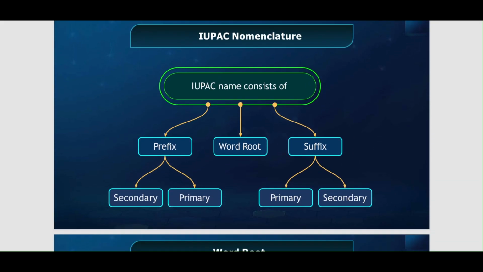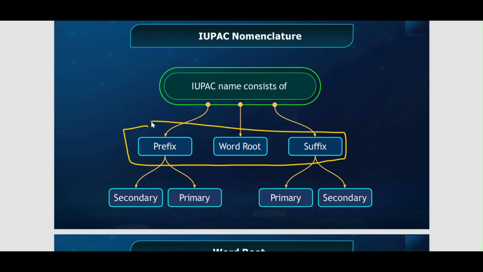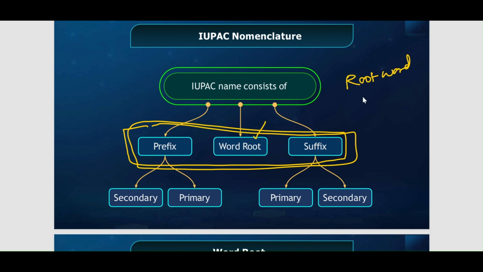Now this IUPAC nomenclature follows a basic general formula, consisting of some variables: the word root, or root word, that is your choice. You can call it word root or root word. After the root word, whatever we use is called the suffix, and before the root word, whatever we use is called the prefix. So here: prefix plus root word plus suffix.